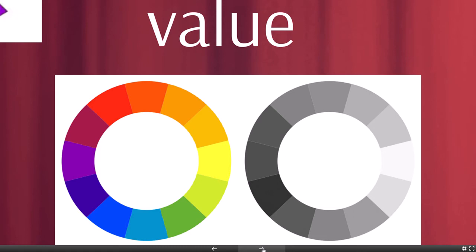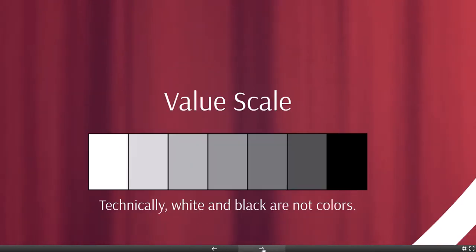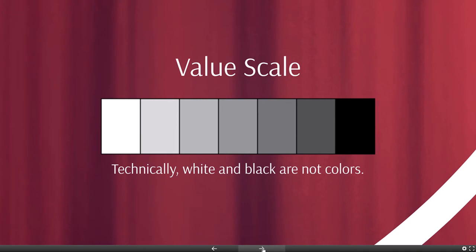Value is black and white. Hue is color. Technically, in art, black and white are not considered colors, but they are considered values. Value has to do with light. With light, we talk about dark and light. And with color, with hue, we talk about bright and dull. For the value scale, we have from white to black, and in between we have shades of gray.